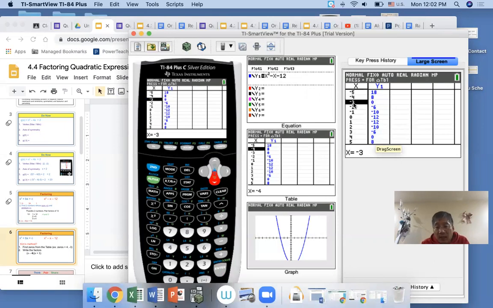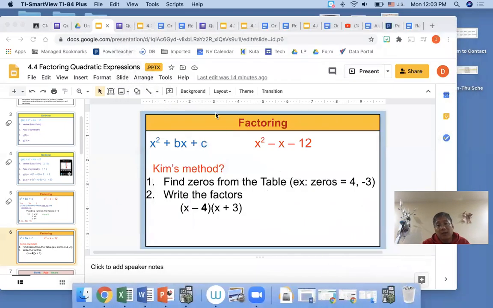So do you see negative 3? When x is negative 3, y is 0, and another zero is at 4, right? Then write down. So actually, when you find the zeros, they are the answers. That's why we call it not normal method. It's abnormal. You find zero first, answer first. But don't write this down because it's not normal method. All right? It helps you.